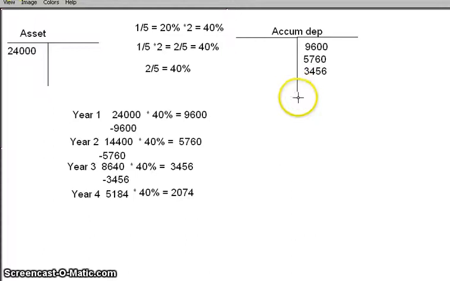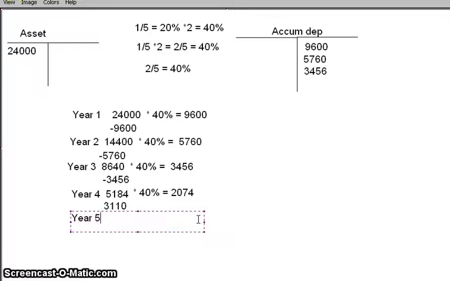Let's step back for a second, because in the final year we always have to do something a little bit special. So here we go. 5,184 minus 2,074 is 3,110. That's where we are right now, and we're ready to do year 5. Year 5 is going to be a little bit special.